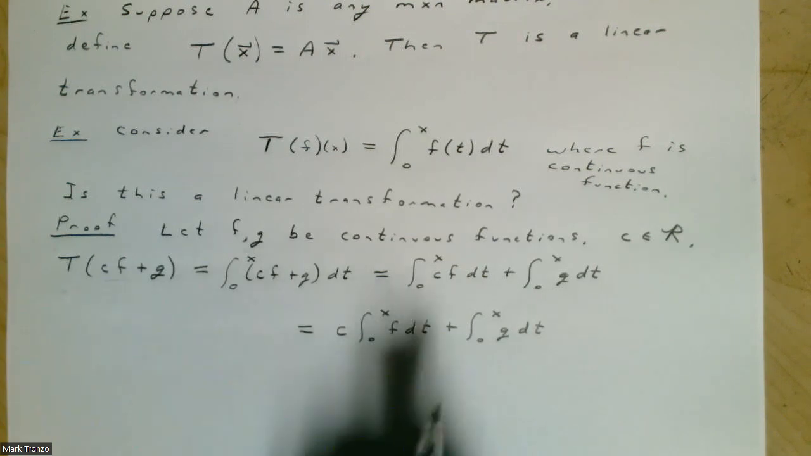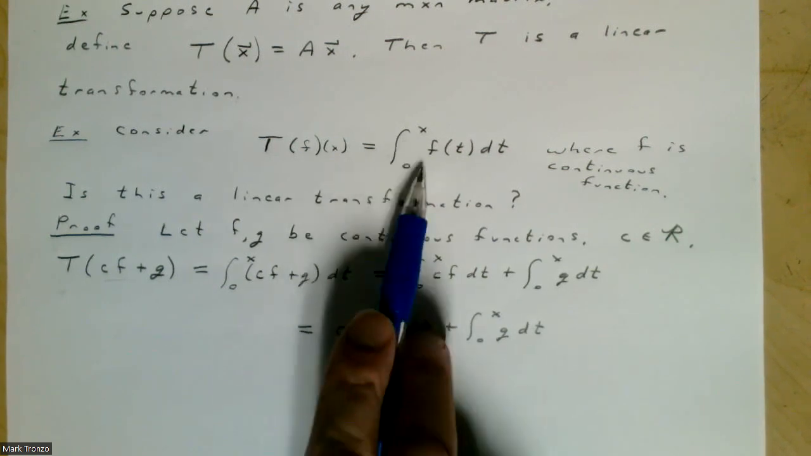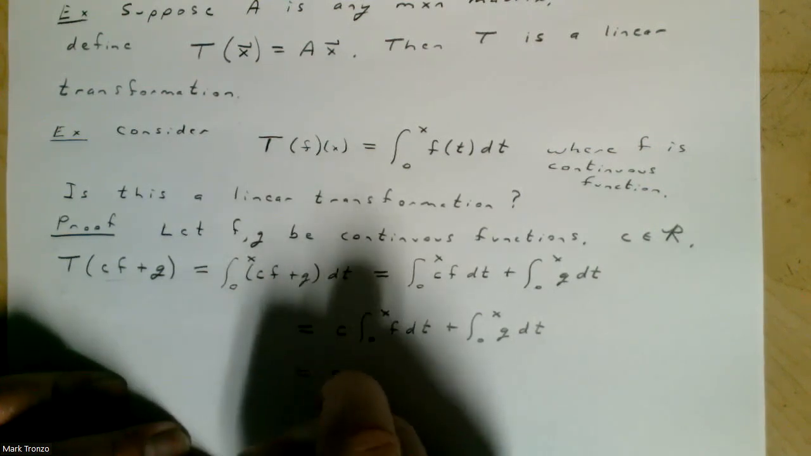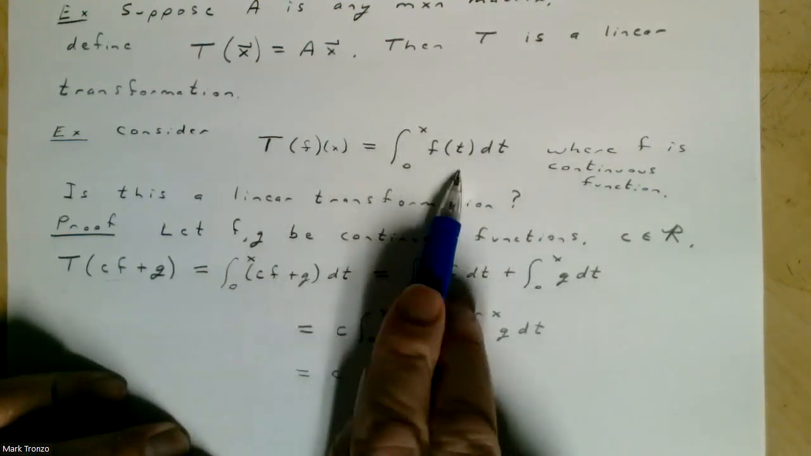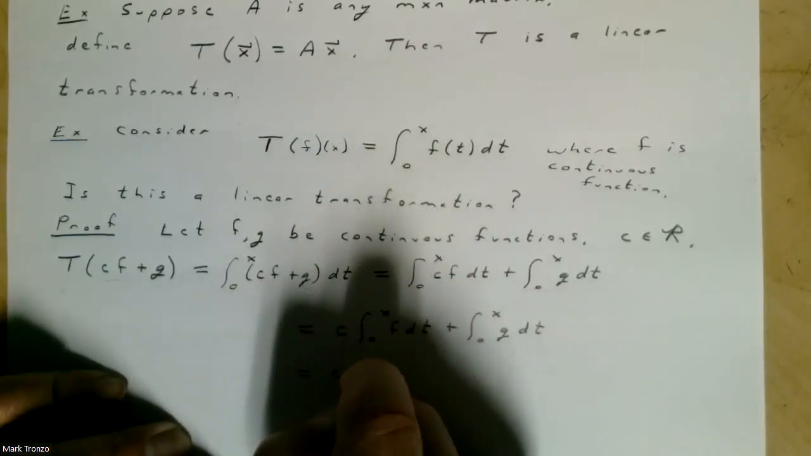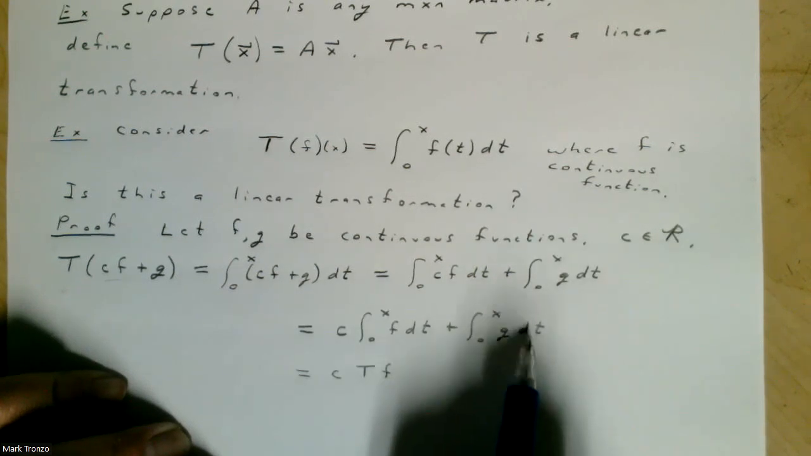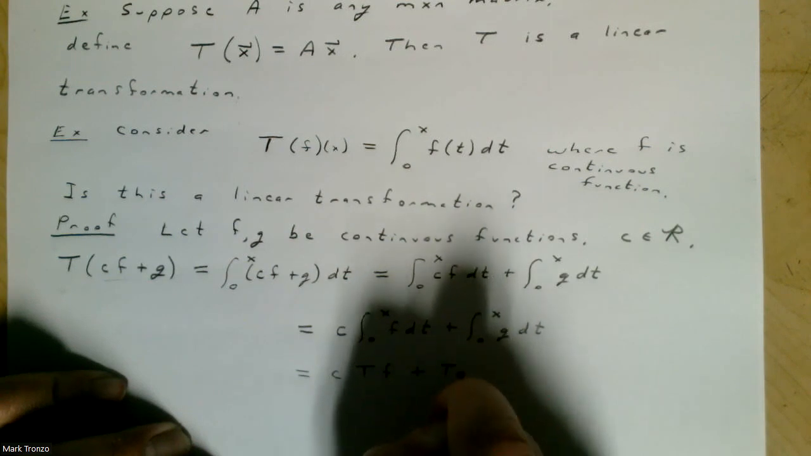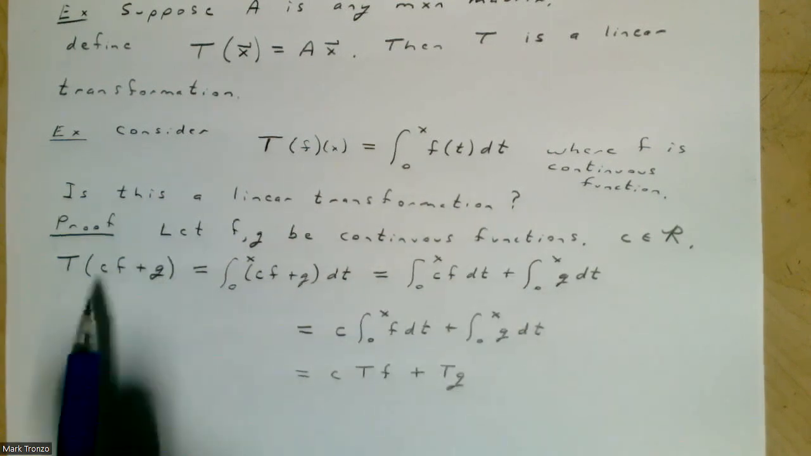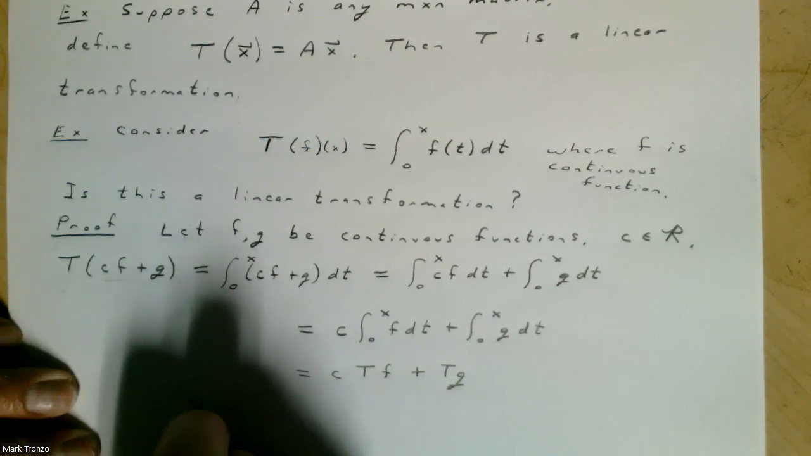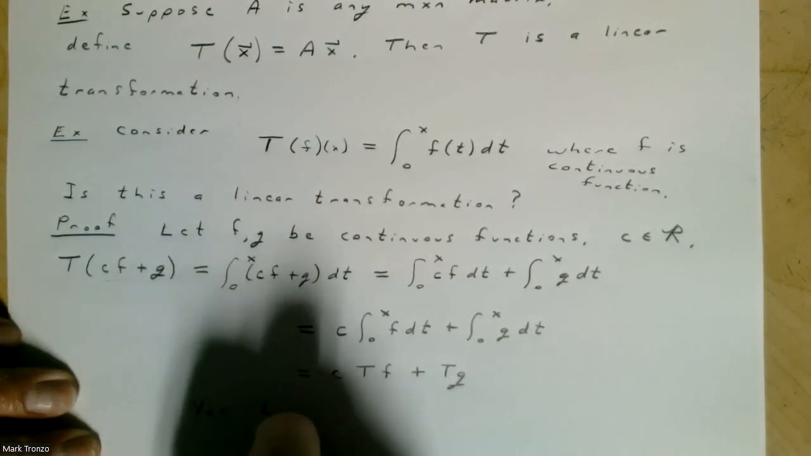And now what do we have here? What is this here? This is going to be C times a transformation F, because look how this is defined. This is the same as this. So this is TF. And then this over here is TG. So we started with this. We ended up with this. And so, yes, this is the linear transformation.